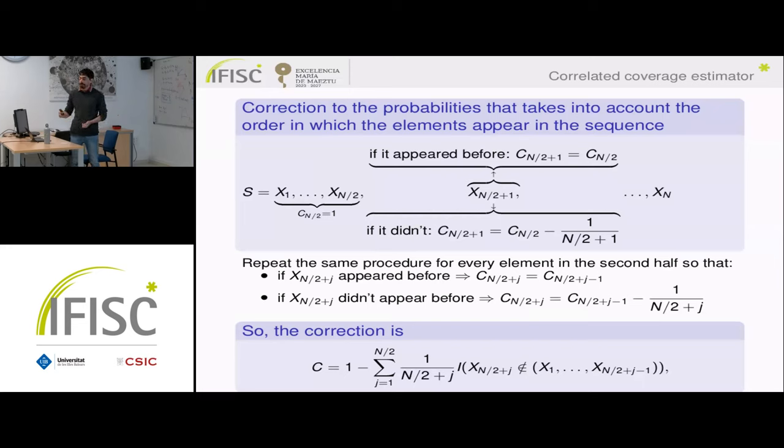And we start looking at every observation in the second half. So for example, if the first element of the second half is something that appeared before in the sequence, then we don't change the correction. But if it's a new element, we subtract this quantity, which is equal to the estimated probability of this new element in this new sequence. And we do that sequentially for every element in the second half. If an element appeared before, we don't do anything. If it didn't appear before, we subtract this factor. And we do that until we arrive at the end of the sequence. So this is the final value of the correction, which is just applying the same thing over and over.